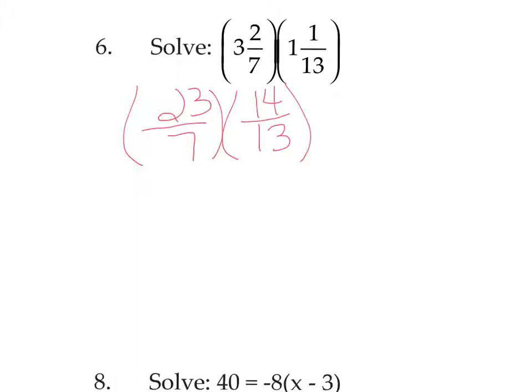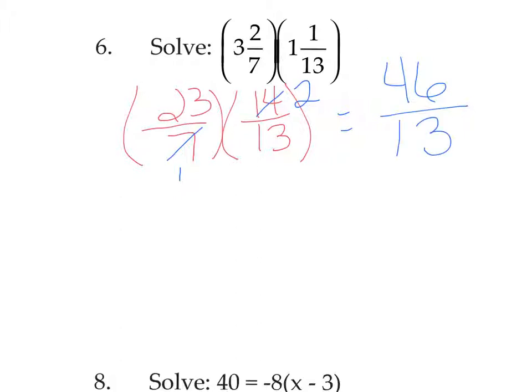14/13. And now if you remember cross-canceling, you can look to see if any of the diagonals have a common factor. And 7 and 14 are both divisible by 7. So when you do that, you end up with some new numbers. Divide them both by 7. So now we're just multiplying 23 times 2 across the top, which makes 46. 1 times 13 across the bottom makes 13.